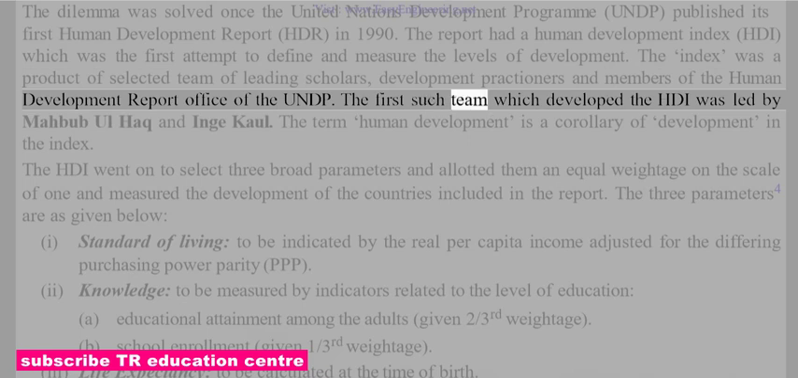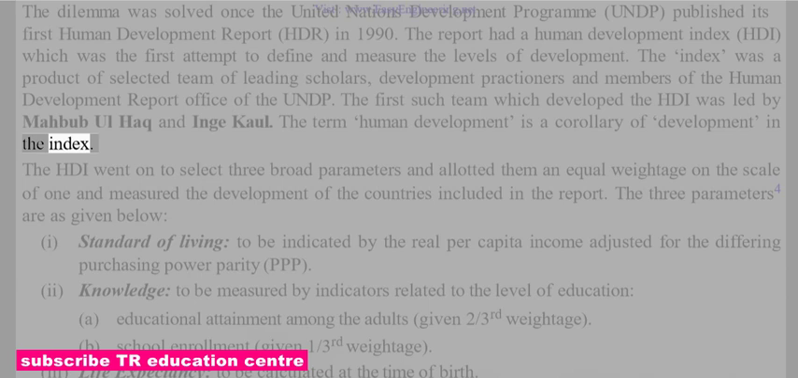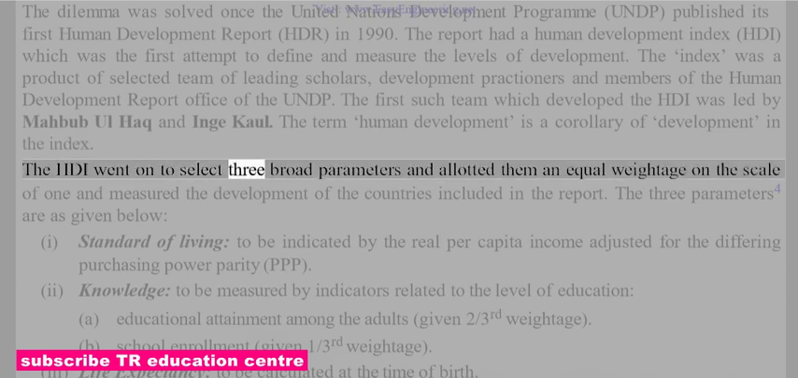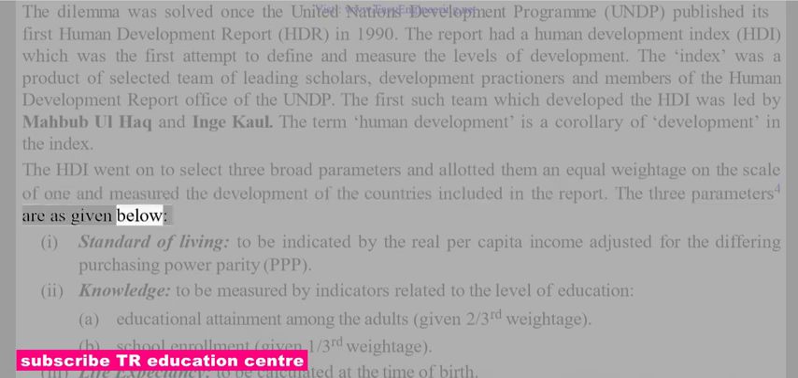The first such team which developed the HDI was led by Mahbub ul Haq and Inge Kaul. The term, human development, is a corollary of development in the index. The HDI went on to select three broad parameters and allotted them an equal weightage on the scale of 1 and measured the development of the countries included in the report. The three parameters are as given below.